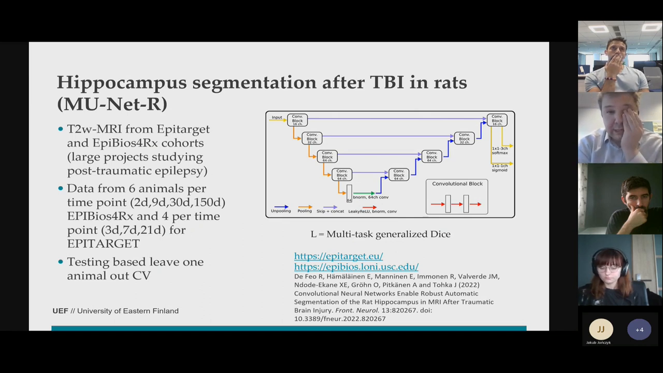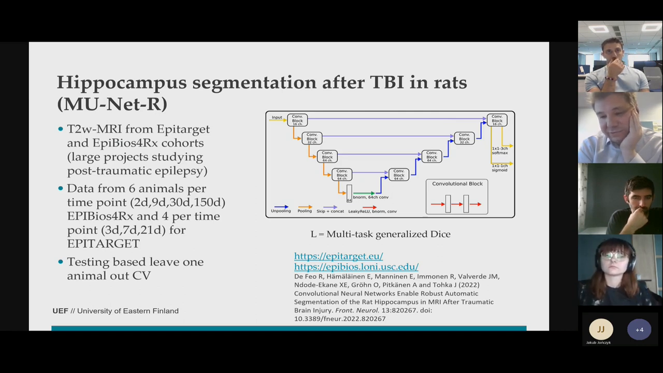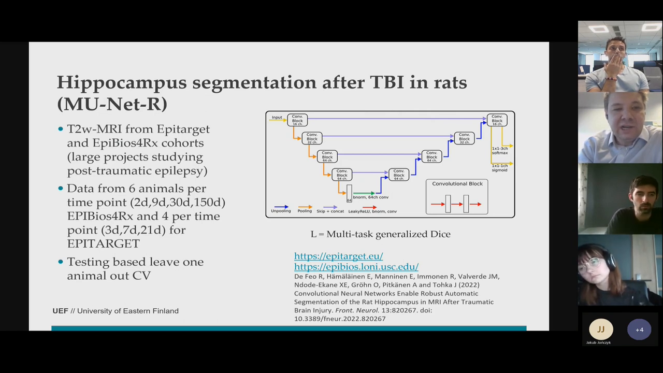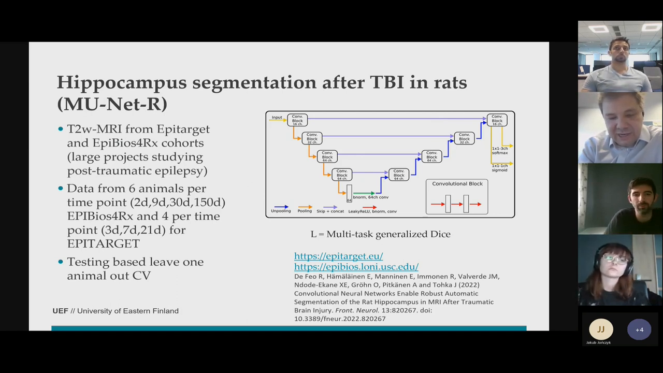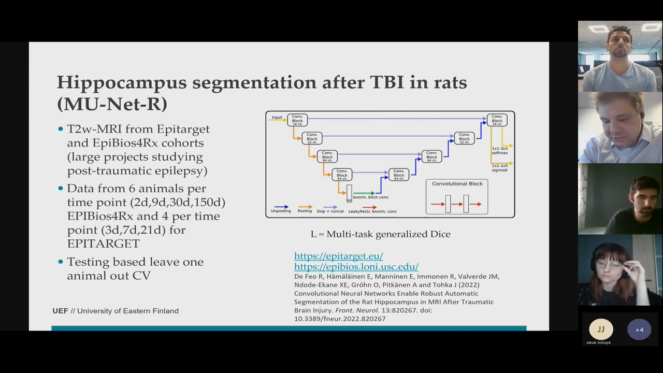We also considered hippocampus segmentation after traumatic brain injury in rats. And this is now different data from previously. This comes from our own institute, and this is from two large post-traumatic epilepsy studies, EpiTarget and EpiBias. And we used only a small number of animals as a train and test, and did this using leave one animal out cross-validation testing.